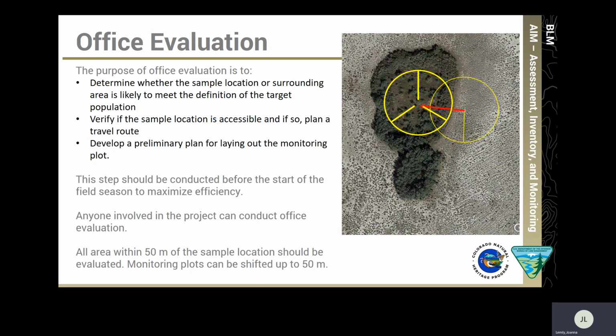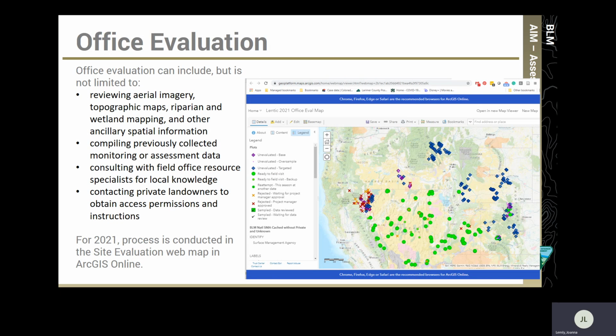When conducting office evaluation, all area within 50 meters of the specific sample location should be evaluated. Monitoring plots can be shifted up to 50 meters away from the sample location to be fully within riparian and wetland habitat. Office evaluation can include, but is not limited to, reviewing aerial imagery, topographic maps, riparian and wetland mapping, and other ancillary data sources, compiling previously collected monitoring or assessment data, consulting with field office resource specialists for local knowledge, and contacting private landowners to obtain permission and instructions.